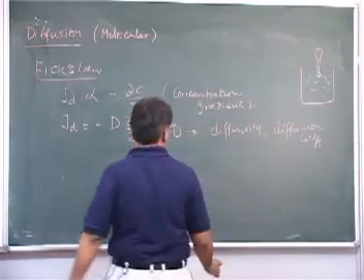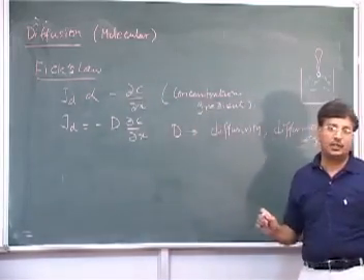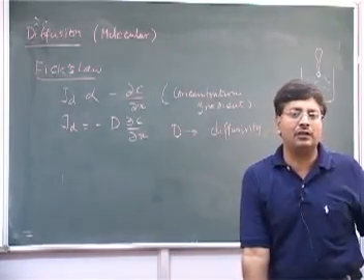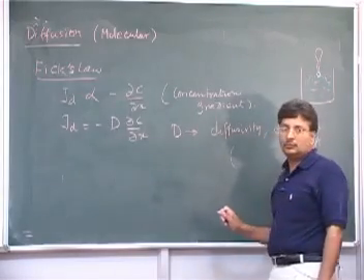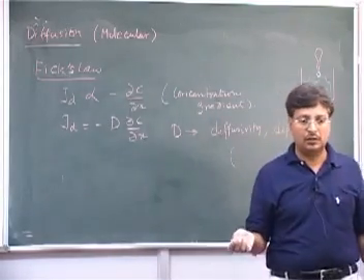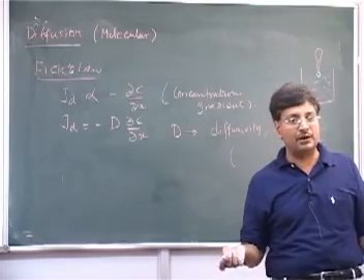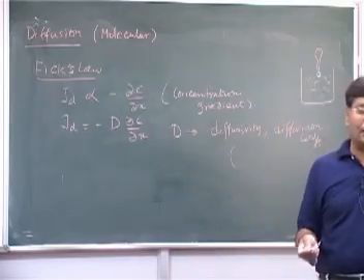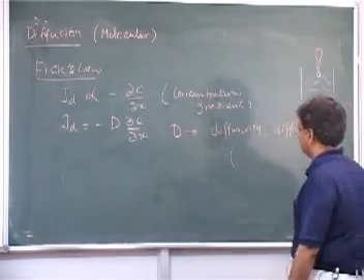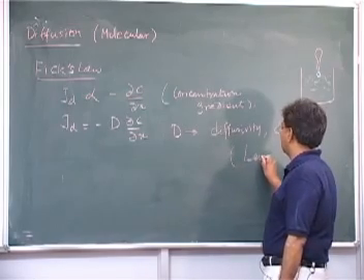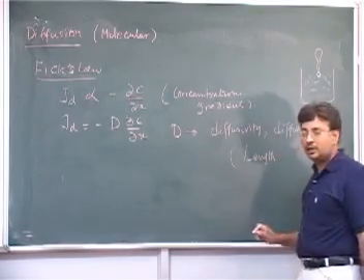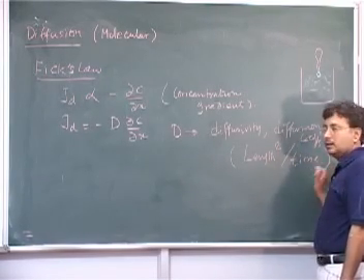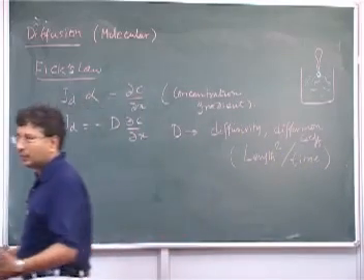And what will be the units of D? Please tell me, because many students forget the units of D. Quickly derive it so that you are sure about it. Meters per time, meters square per time, meters square time square? Well, you tell me, I write the answer. Length square per time. Don't forget that.